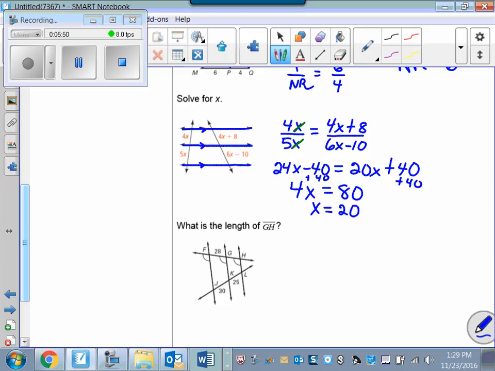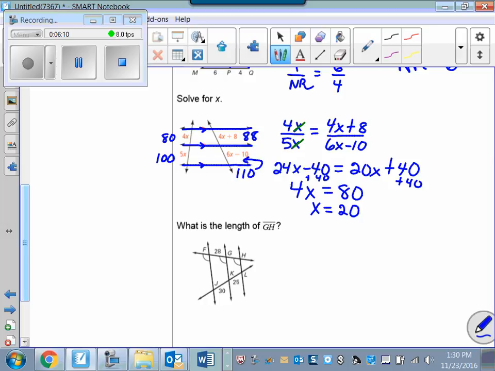So that's all it said, solve for x. But if it wanted me to find the length of each one of these segments, then I know that would be 80. That would be 100. This would be 88, right? And 120 minus 10, that would be 110, I believe.